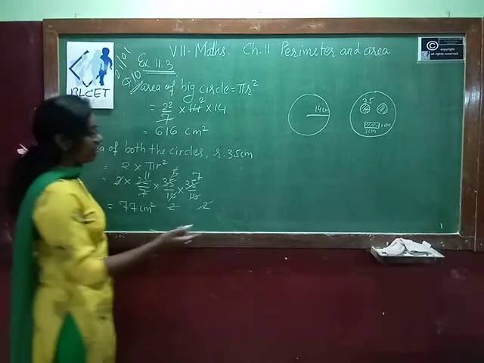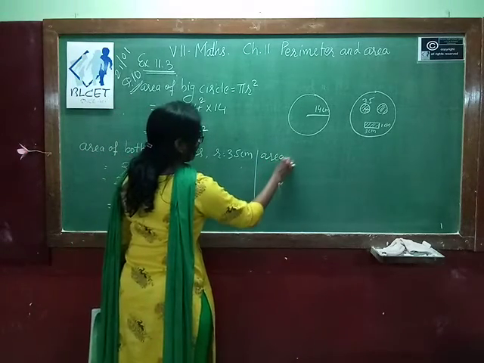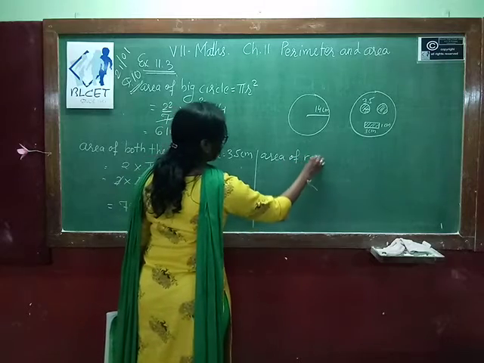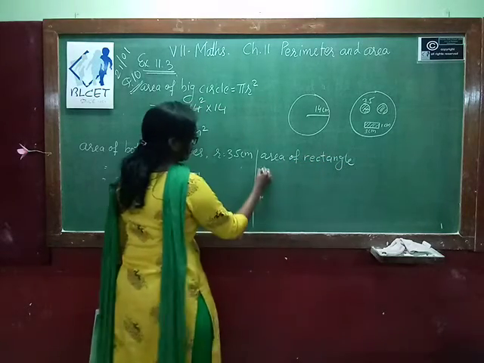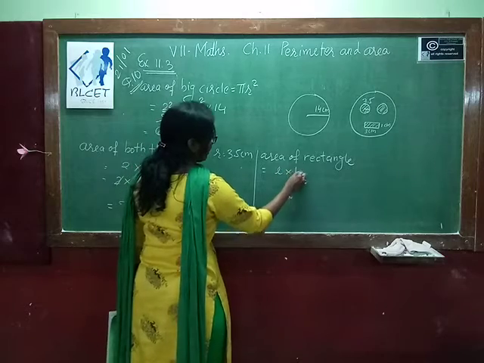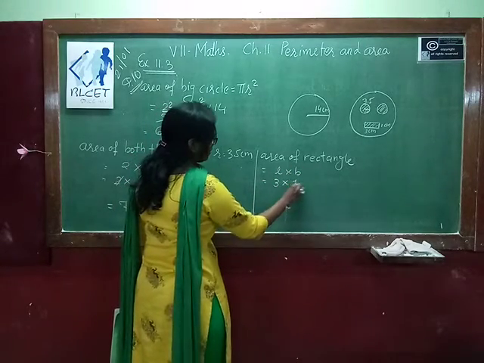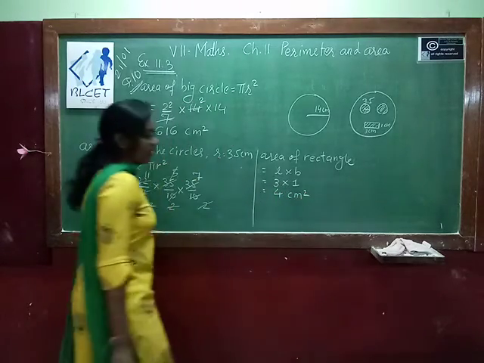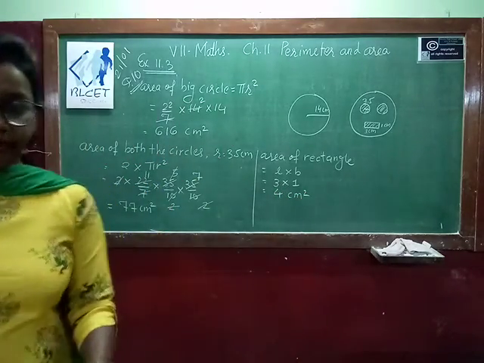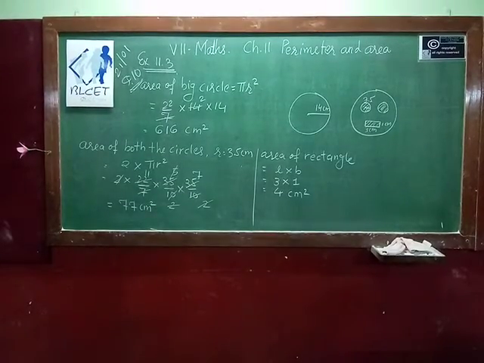Now we will find the area of the rectangle. So the area of the rectangle is equal to L into B. Length is given 3 centimeter and breadth is given 1 centimeter. So what is the answer? 3 centimeter square.